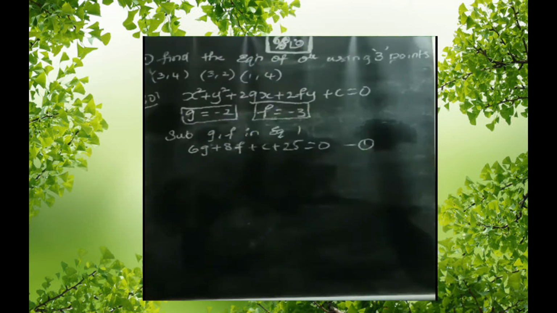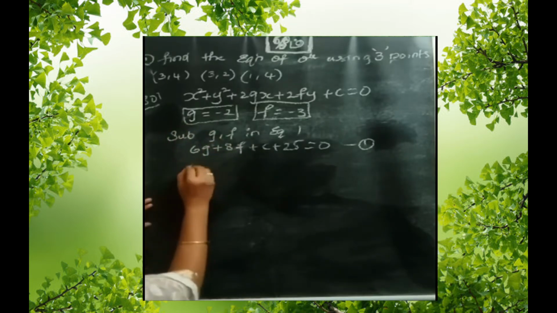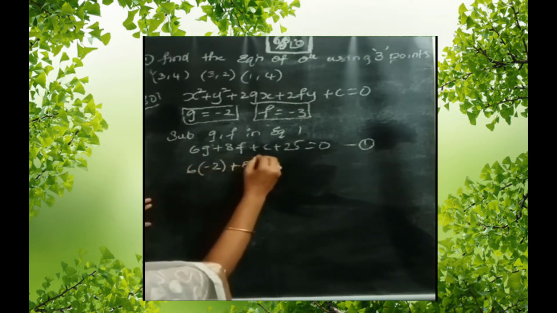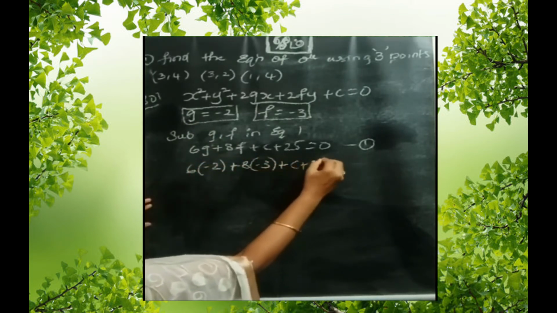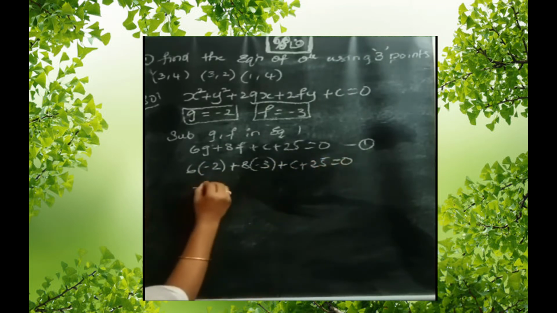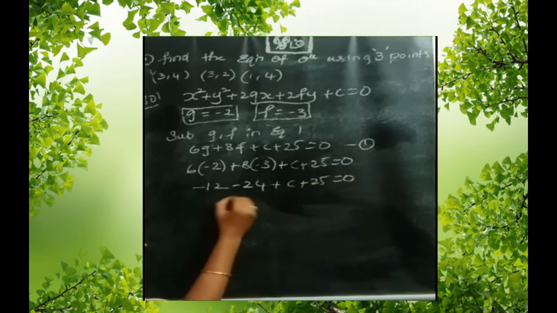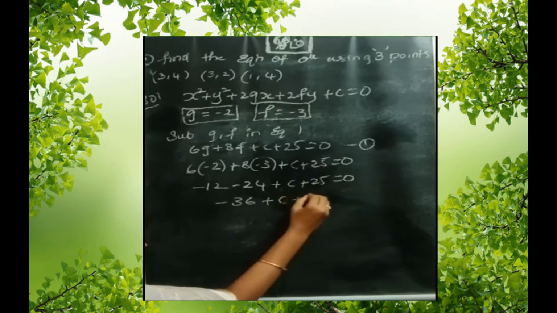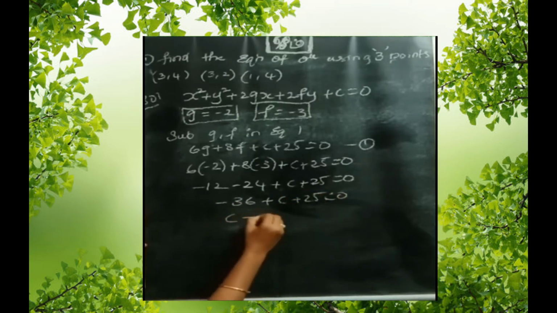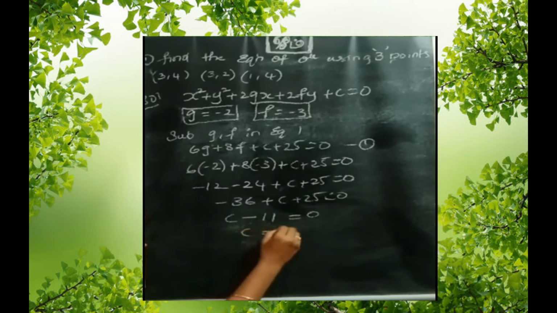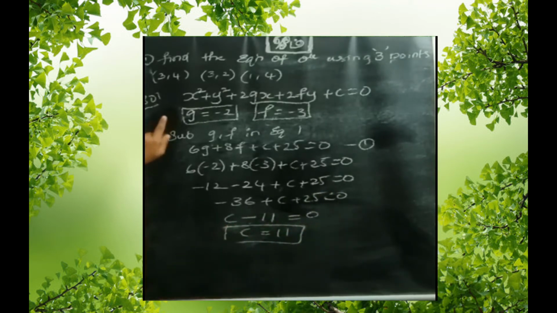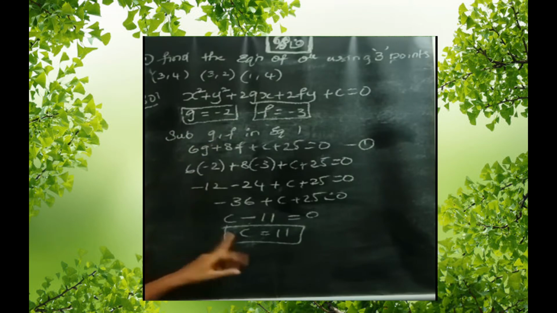Now substitute the g and f values in any of the 3 equations, either 1, 2 or 3. I am substituting the g and f values in equation 1. So 6 into minus 2 plus 8 into minus 3 plus c plus 25 equals 0. Minus 12 minus 24 plus c plus 25 equals 0. Minus 36 plus c plus 25 equals 0. C minus 11 equals 0. C equals 11. So we have got g equals minus 2, f equals minus 3, c equals 11.